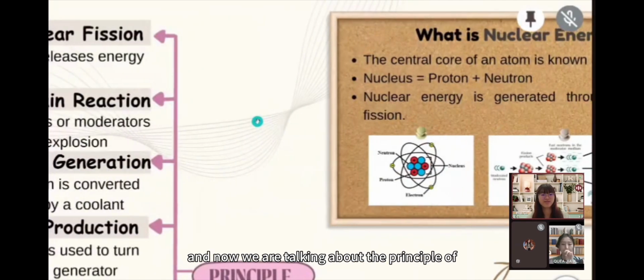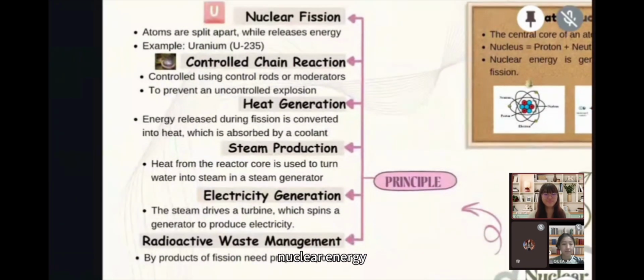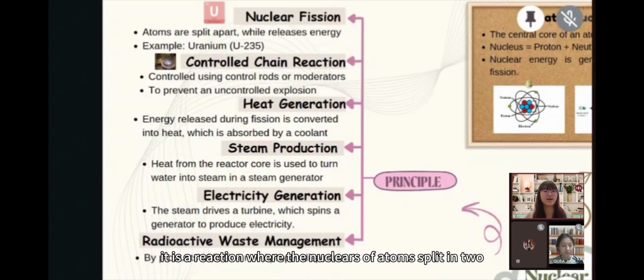Okay, now we are talking about the principles of nuclear energy. The first one is nuclear fission. It is a reaction where the nucleus of an atom splits into two or more smaller nuclei, and it releases energy. For example, uranium U-235. The next one is controlled chain reactions. In a nuclear reactor, a chain reaction is controlled using control rods or moderators to prevent an uncontrolled explosion.